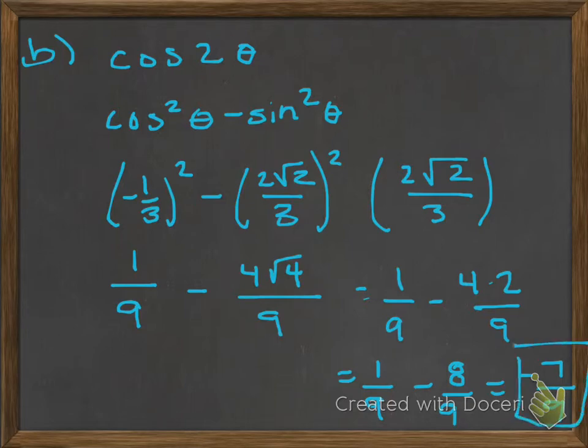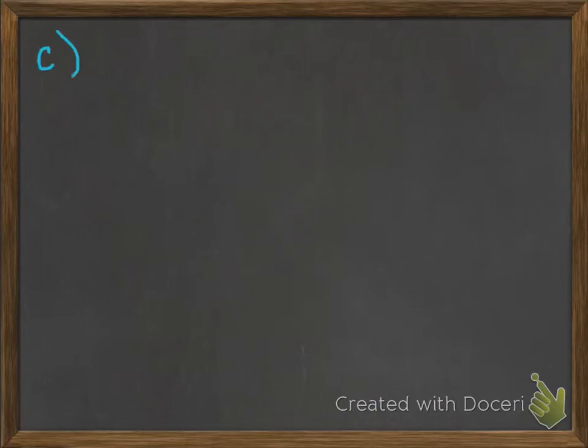So that's your answer for cosine of 2 theta. So far we did both double angle formulas. Now we're going to go over the half angle formulas. Again, still using the same values. So for letter C, we're going to find sine of theta over 2.